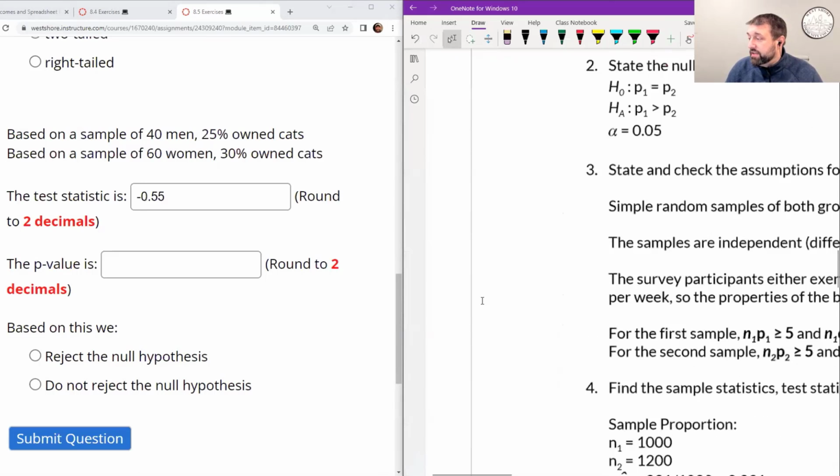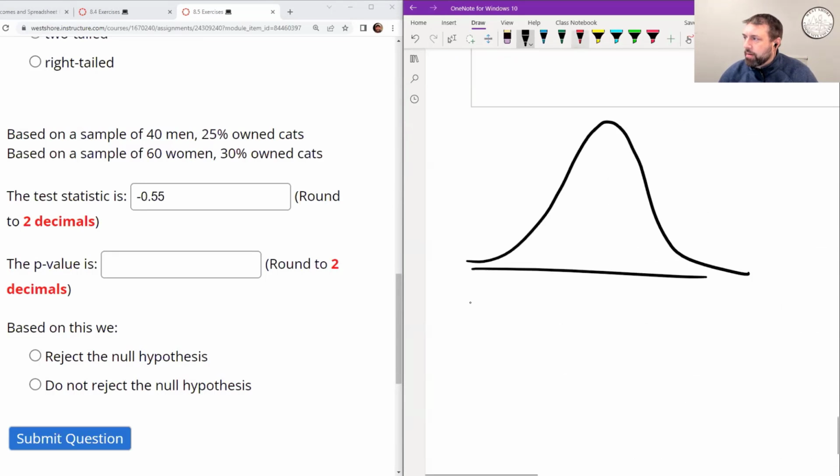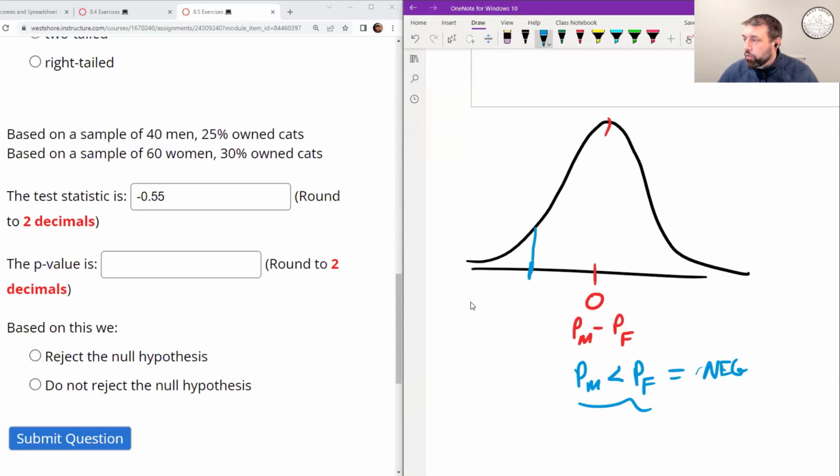If you wanted a diagram of this, once again, you should be able to do this. And remember, our null hypothesis is that there is no difference between them: the proportion of the men minus the proportion of the females is equal to 0. P sub M is less than P sub F, which means when you do the subtraction, you should get a negative number. So our value over here, when we subtract these, should be a negative number, and we are looking for the area to the left of that negative number. What is this P value and how does it compare to our 1% threshold?